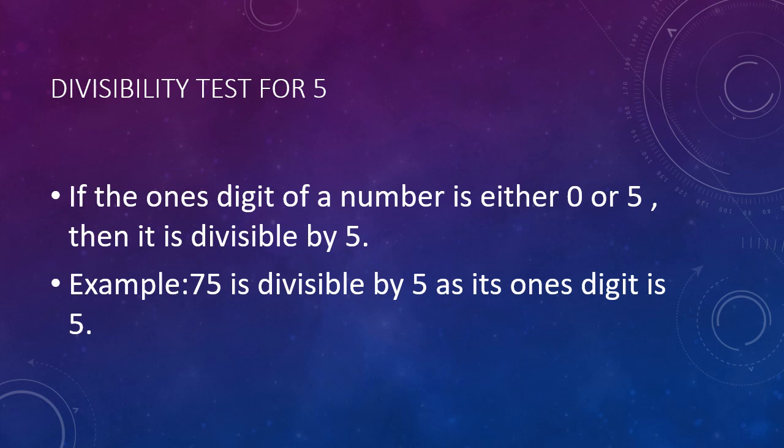Divisibility test for 5. If the ones digit of a number is either 0 or 5, then it is divisible by 5. Example, 75 is divisible by 5 as its ones digit is 5.